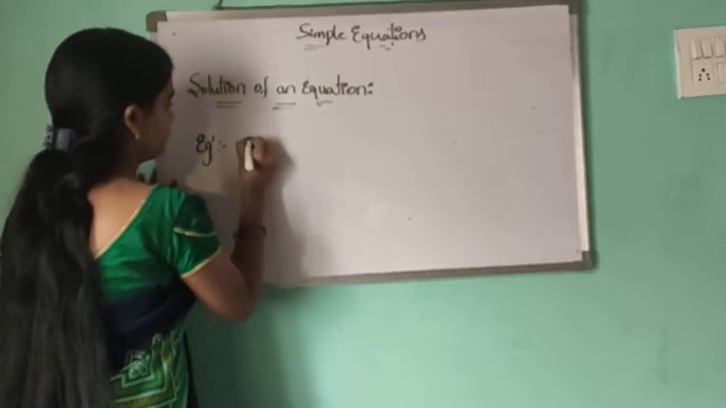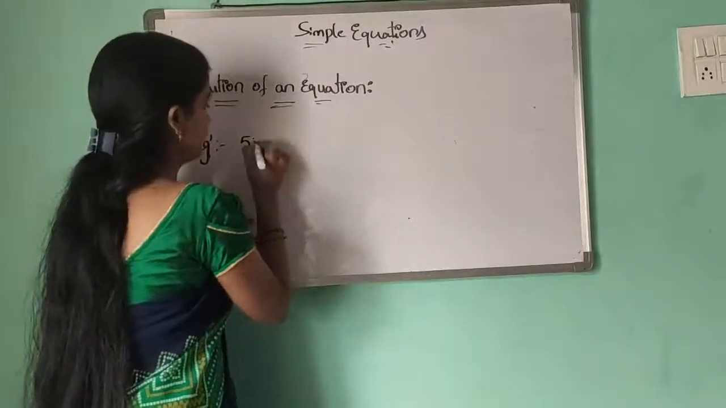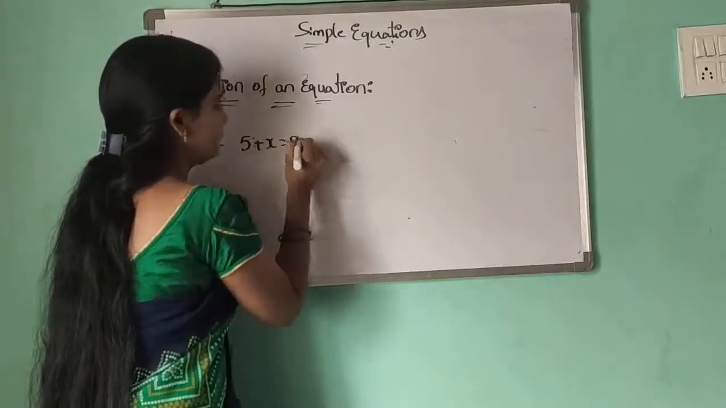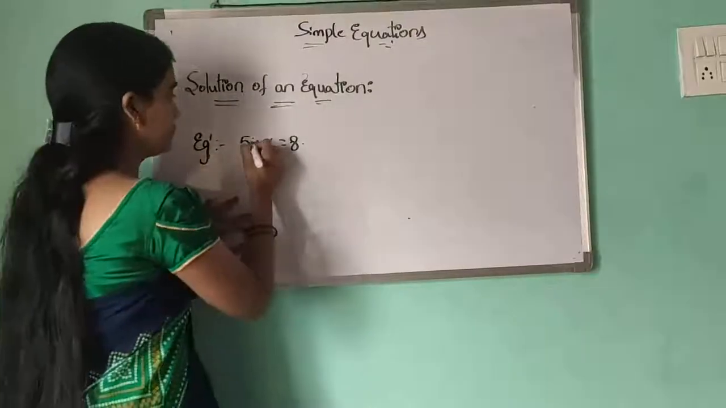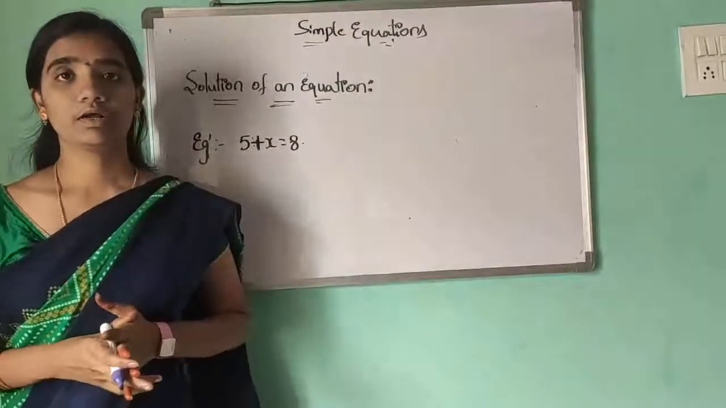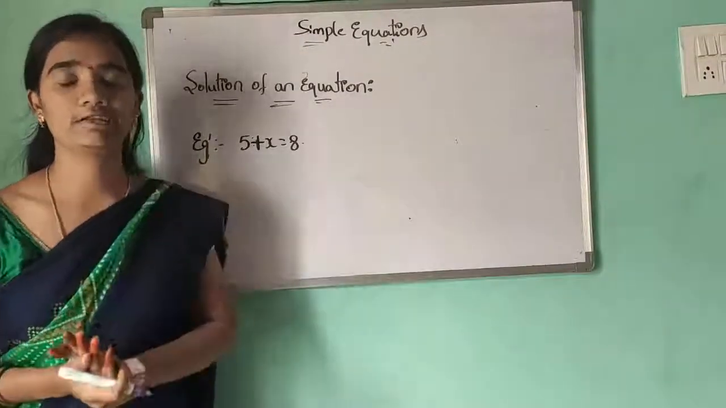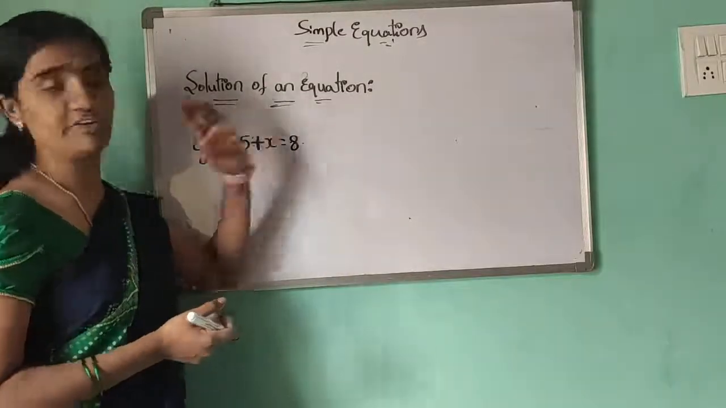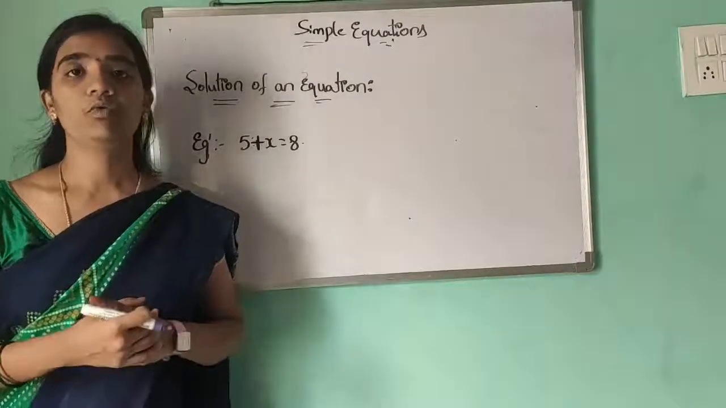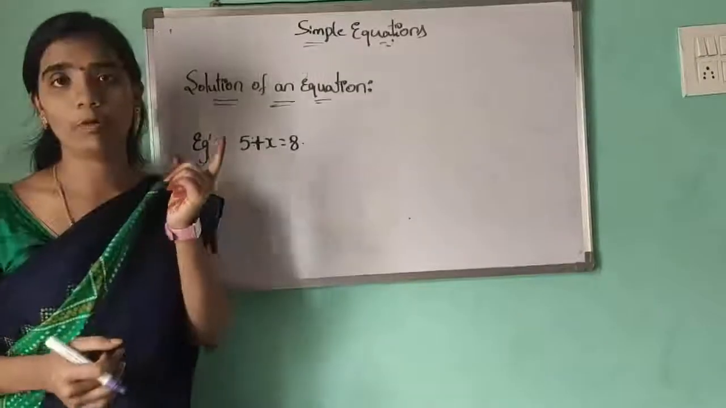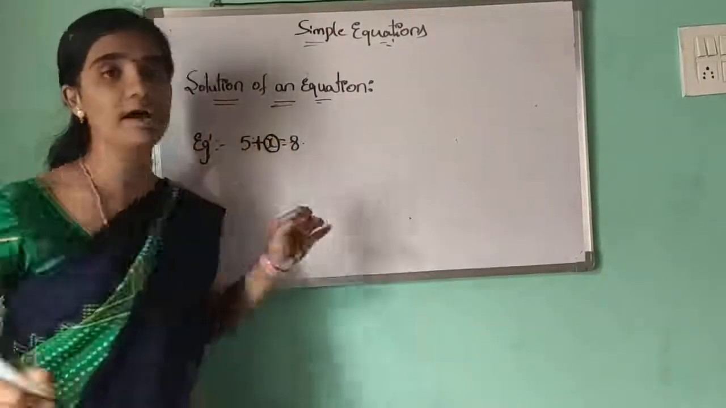here I am taking 5 plus x equal to 8. Here we already know the left hand side is equal to the right hand side. This is the equation definition. In this example, 5 plus x is equal to 8, we have to find the solution of this given problem. We have to find the value of the variable. Here x is the variable.